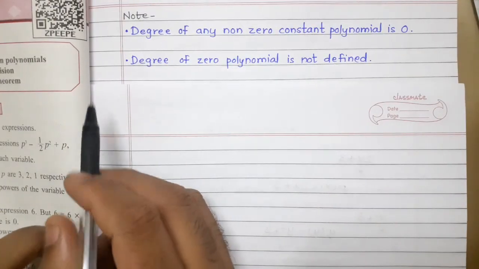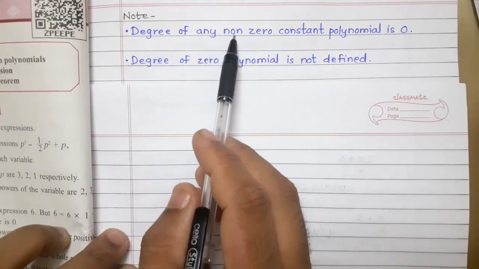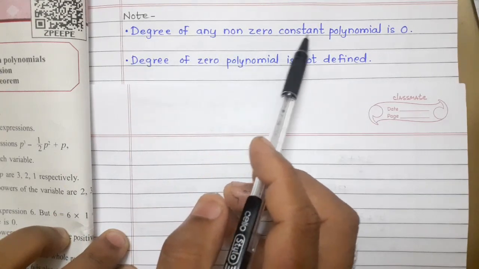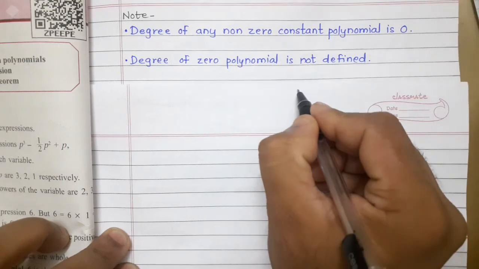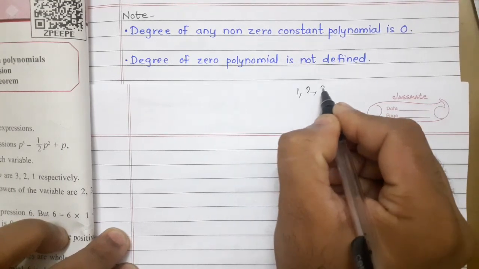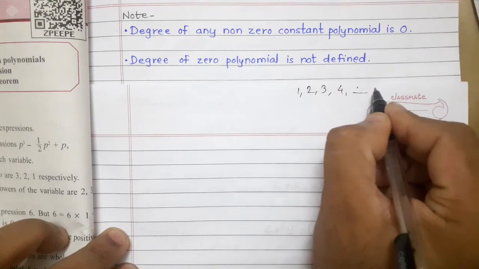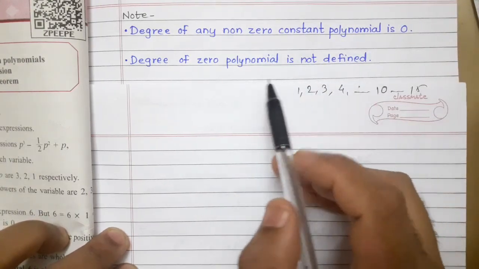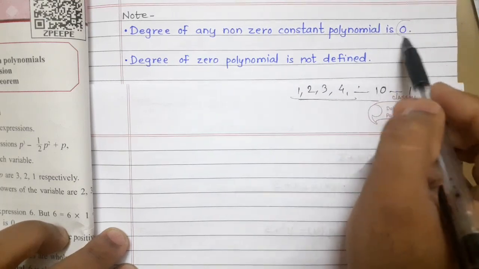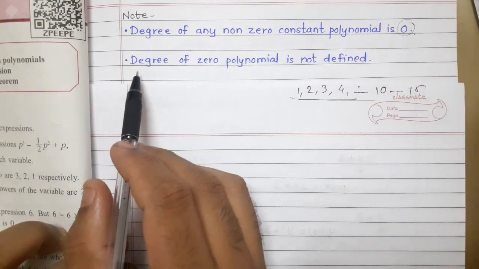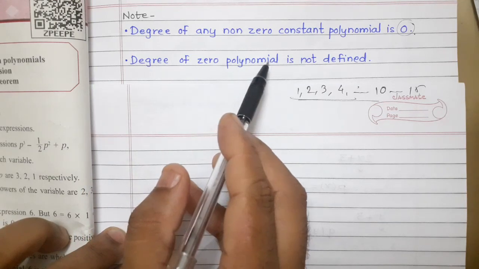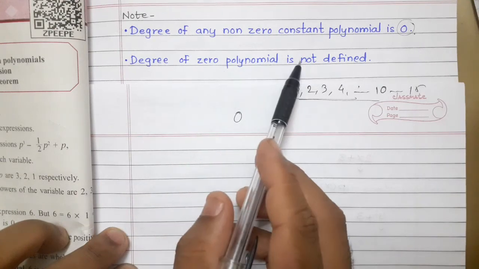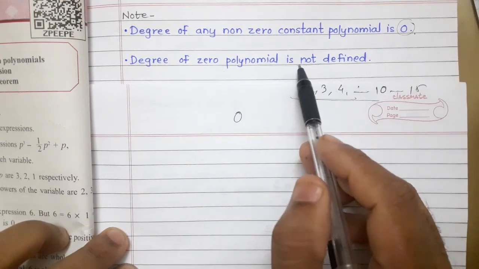So students, note that the degree of any non-zero constant polynomial is 0. Non-zero constant polynomials are 1, 2, 3, 4, minus 10, minus 15. These are non-zero constant polynomials, and the degree of a non-zero constant polynomial is always 0. And one more point: the degree of the zero polynomial, that is 0, only 0, is not defined.